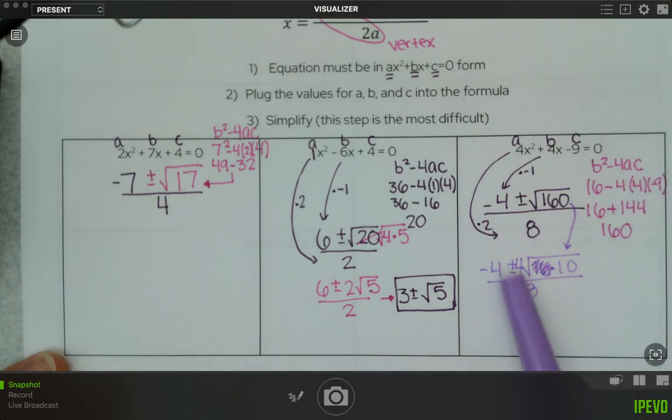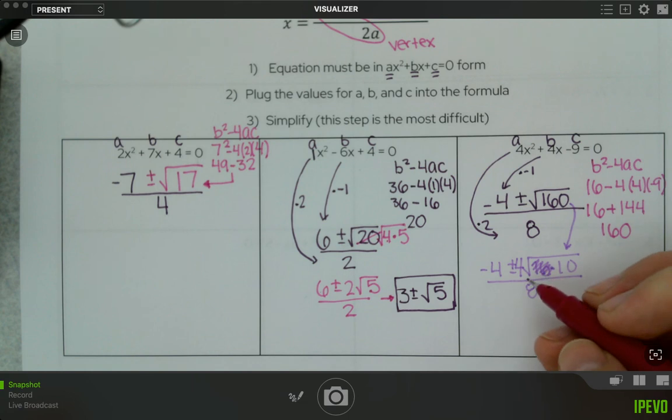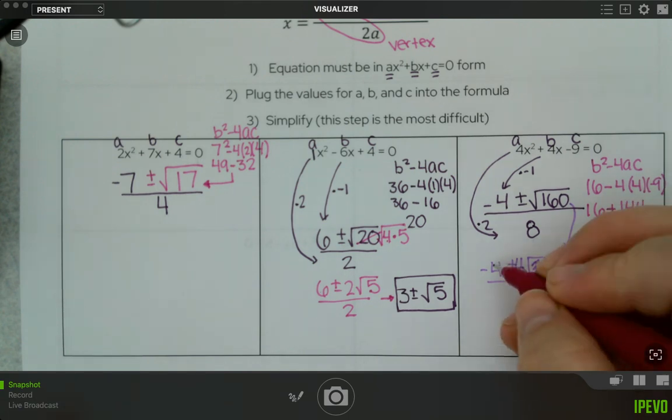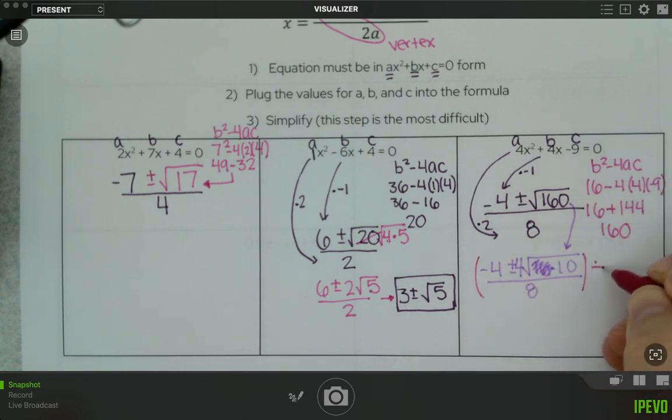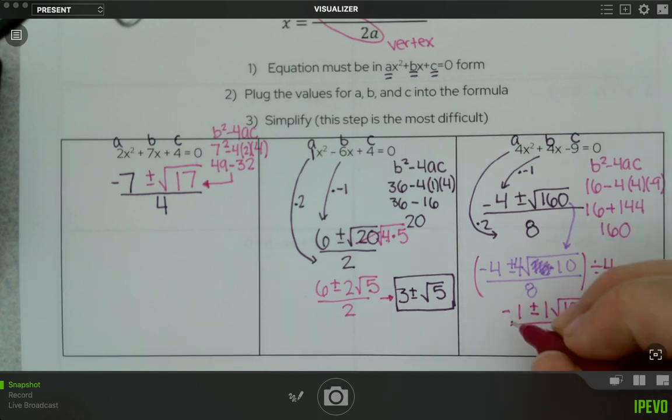And I can divide everything that's on the outside by 4. I don't care about dividing the square root because it's attached to this number. So if I divide this number, I'm dividing it really by this whole thing. I can divide all of these by 4. I can't divide them by 8, but I can divide everything by 4, which makes -1, 1. Can't divide the 10 by it because it's inside the square root. And 8 divided by 4 is 2. And that's it.